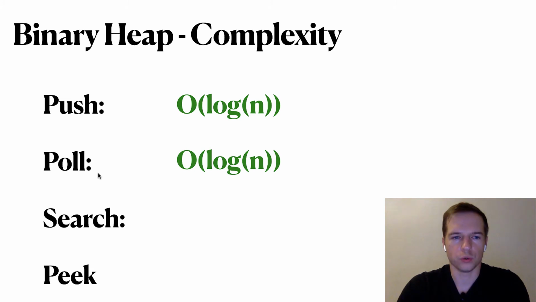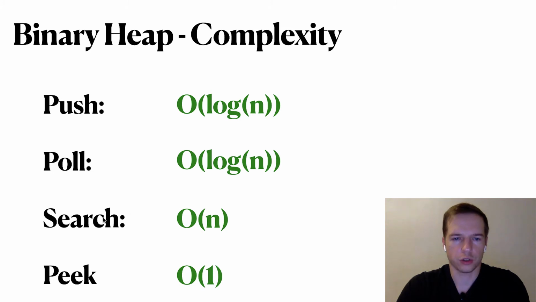If we want to pull something, so to extract and re-heapify, we'll also use log n, because we'll take the last element, move it to the top, and then we will go through the entire tree in the worst case. And it will also require log n complexity or steps.